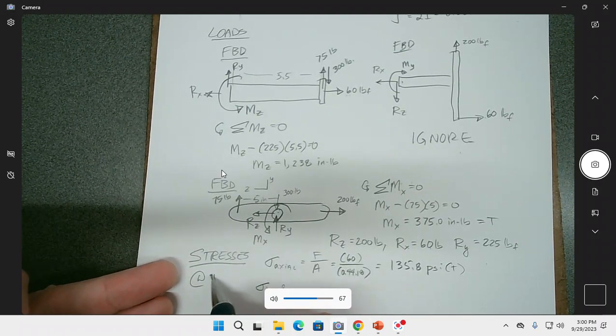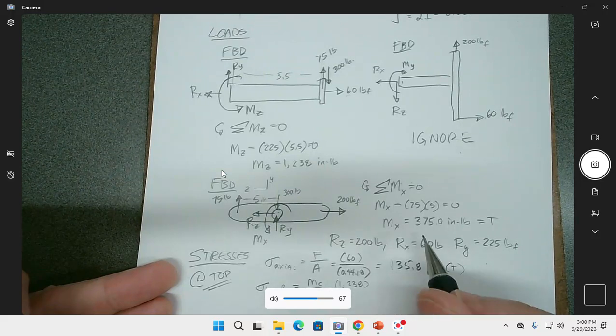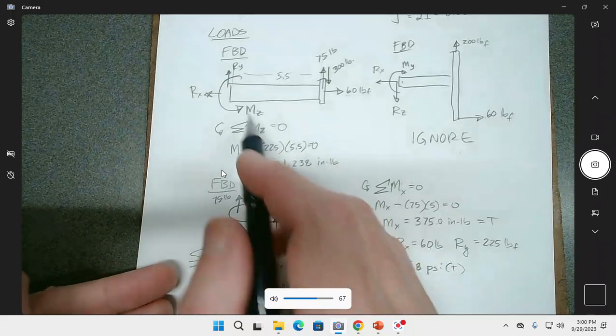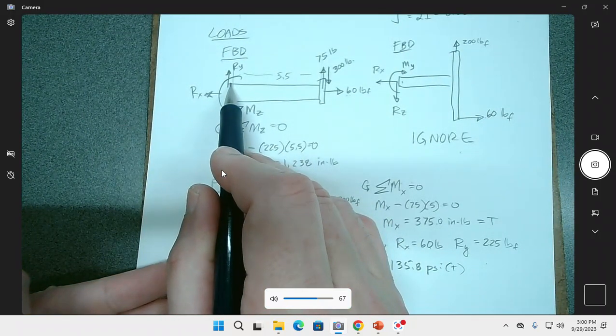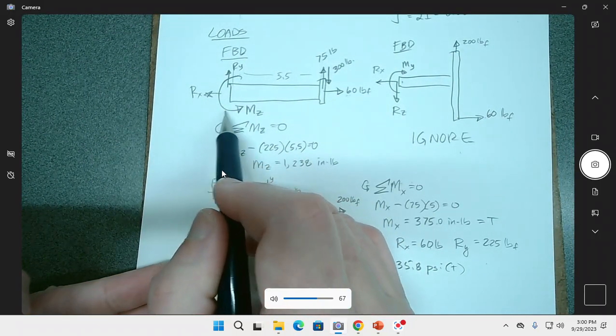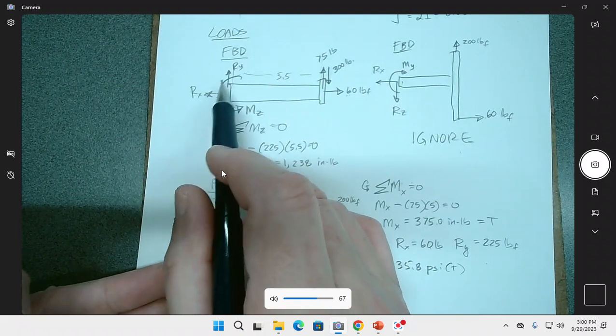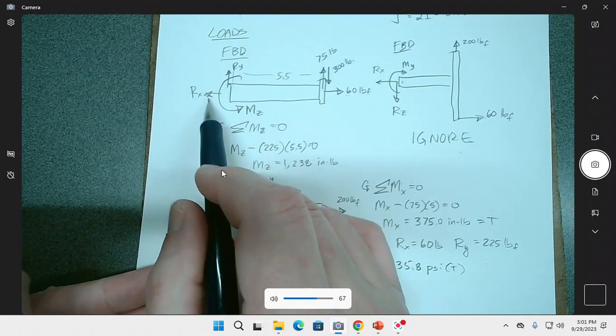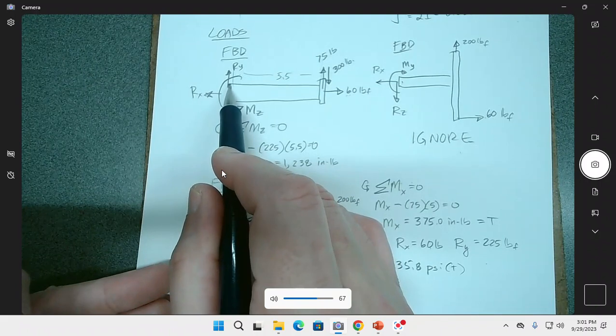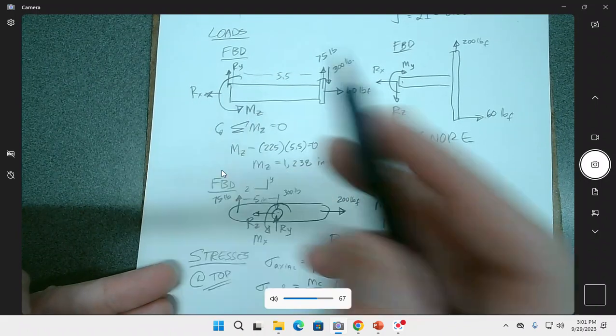Bending. And this is at top. It's going to be MC over I, and so the moment that we cared about is 1,238. That creates a bending moment. And since it's on the top, we note, by the way, it's going to be right here. And we can tell by this moment, we don't have to even look at the stump. We could tell from here that's going to create tension right here at the top.